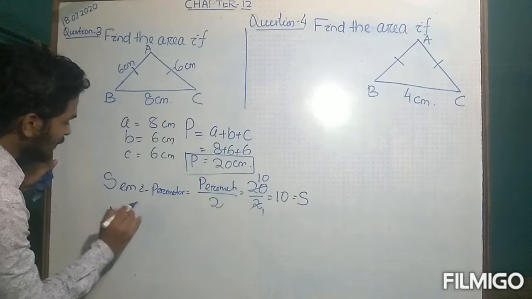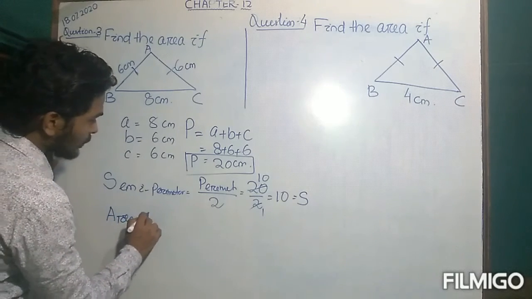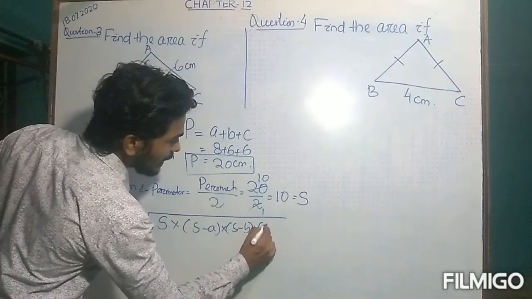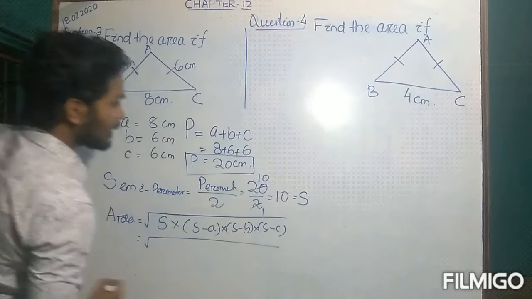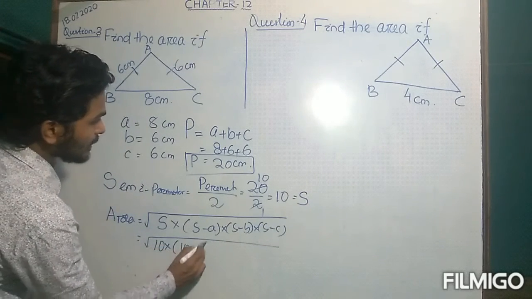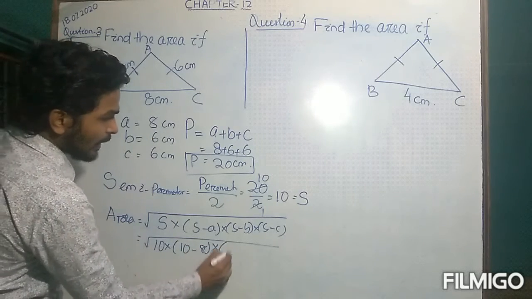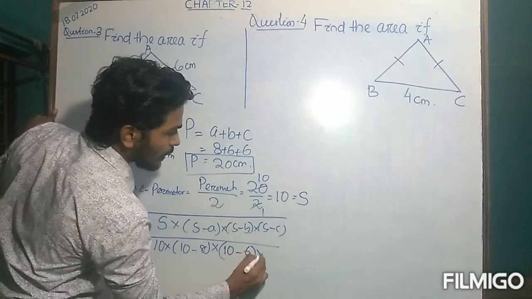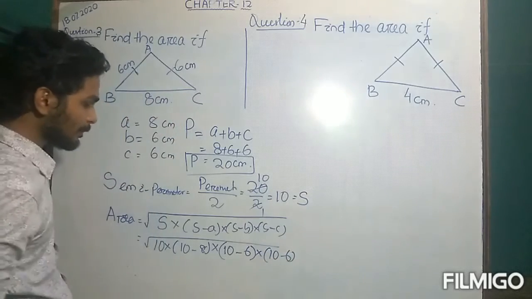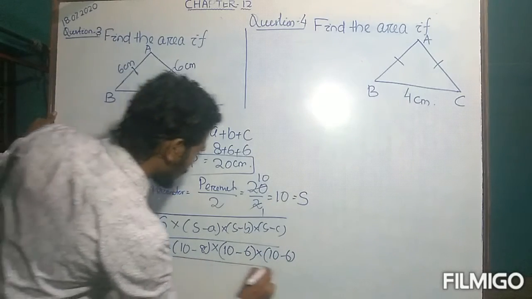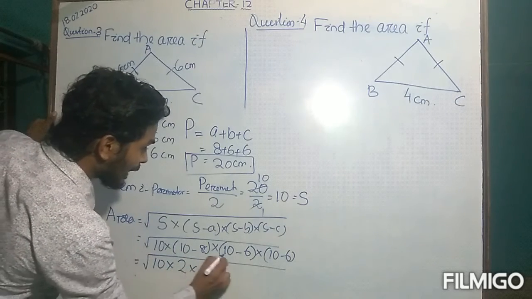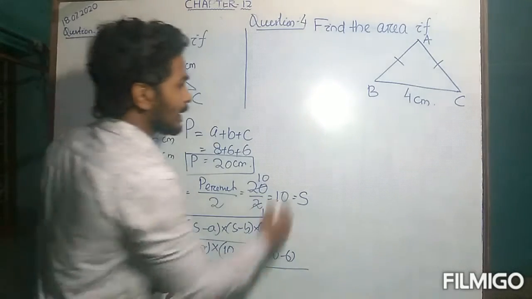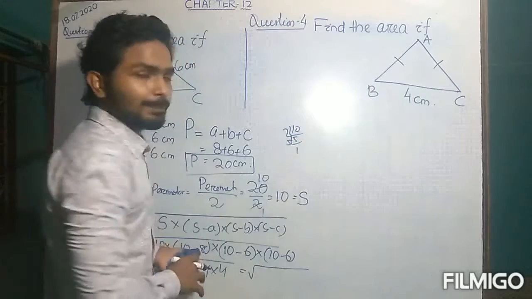So now find the area. The area formula is square root under s into s minus a into s minus b into s minus c. So here s is 10, into 10 minus a, which is 8, into s minus b, where b is 6, into s minus c, 10 minus 6, c is also 6. So next, that is 10 into 10 minus 8 is 2, 10 minus 6 is 4, 10 minus 6 is 4, is equal to. Now factorize 10. 10 can be factorized to give 2 into 5.